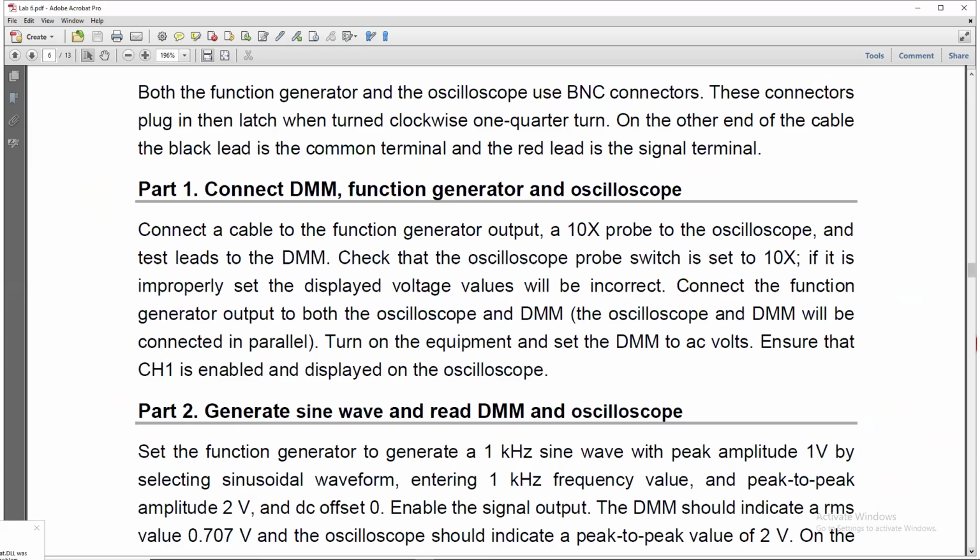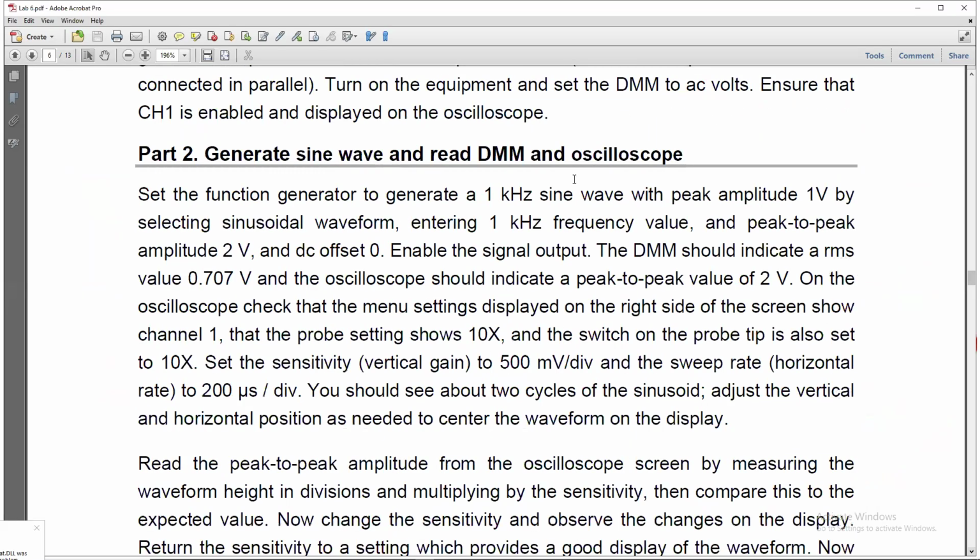In the second part of the lab, you need to generate the signal, and then you need to see it. Here I'm asking you to practice how to use the function generator to generate this signal: 1 kHz, 1 volt peak, 2 volts peak to peak. So I give you some parameters, and I want you to generate this signal. Once you generate the signal, the DMM should give you this value, which is the RMS value: peak value divided by square root of 2.